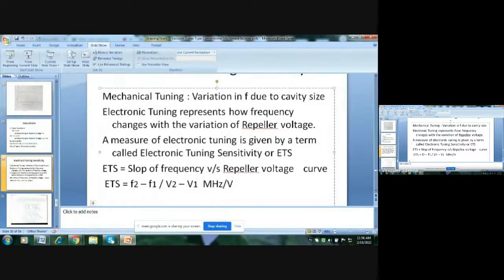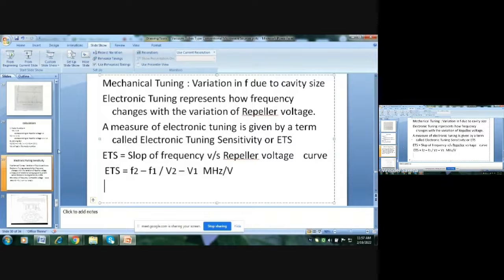Electronic tuning sensitivity is defined as (F2 minus F1) upon (V2 minus V1). That means frequency F2 corresponding to repeller voltage V2, minus frequency F1 corresponding to repeller voltage V1, divided by the change in potential. This is the variation in frequency per unit volt, and this is called electronic sensitivity. So you can calculate electronic sensitivity. This is all about the two cavity klystron and reflex klystron.